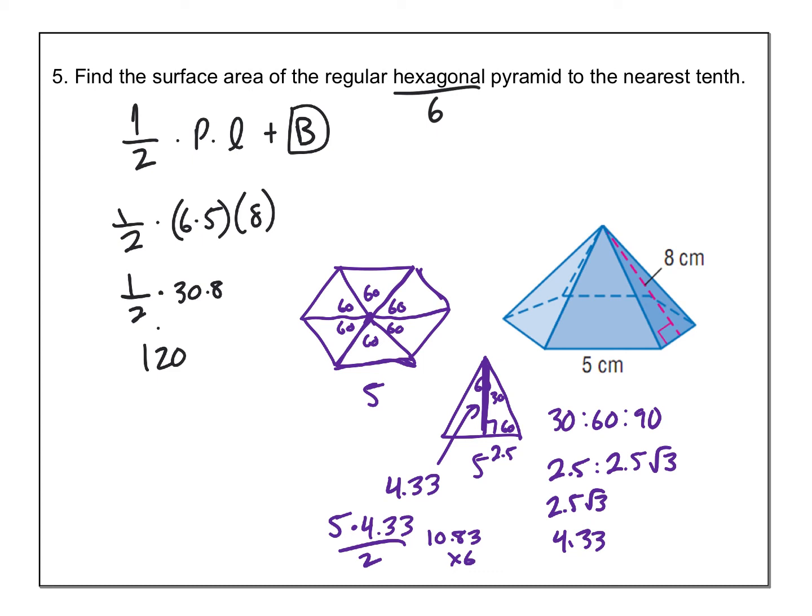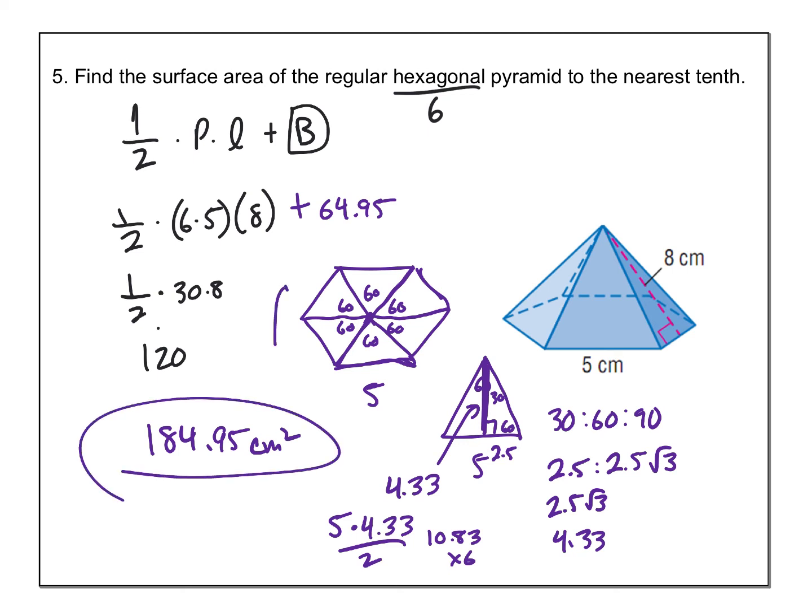So my area of my base becomes 64.95. So 120 plus my answer, the area of that whole thing is going to be 184.95 centimeters squared.